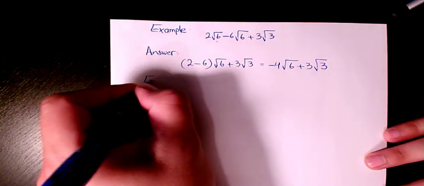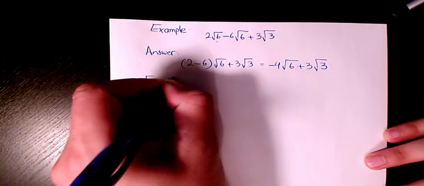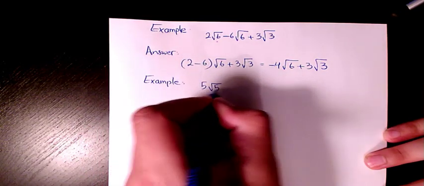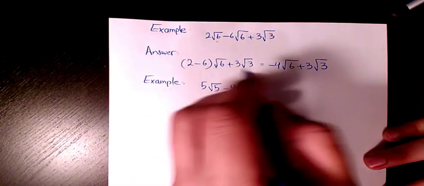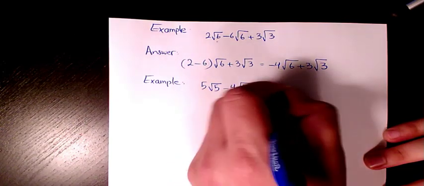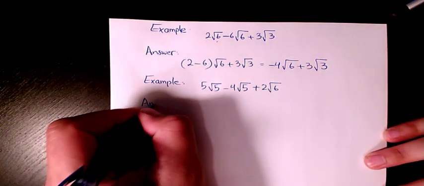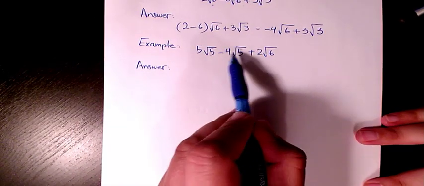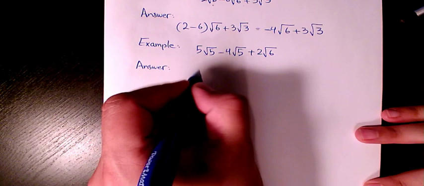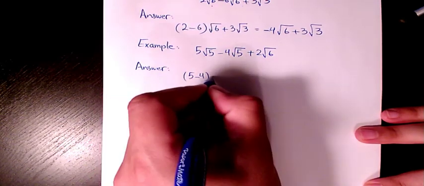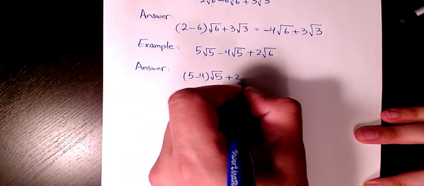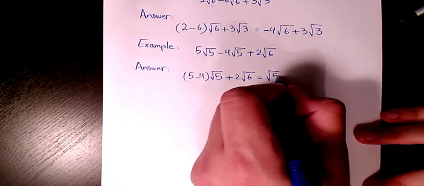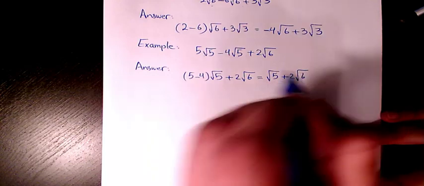Next example is 5 root 5 minus 4 root 5 plus 2 root 6. The answer is collecting the like terms. These two are like terms, so we have 5 minus 4 root 5 plus 2 root 6. 5 minus 4 is 1. It's going to be root 5 plus 2 root 6.